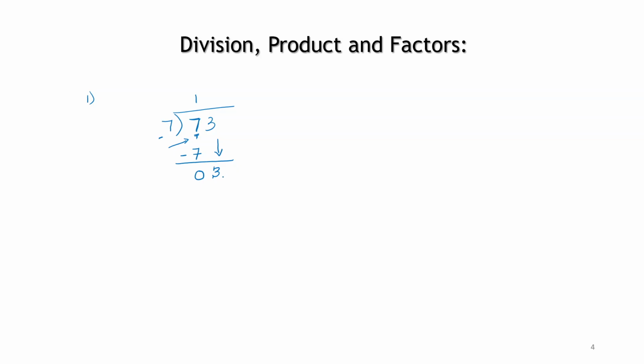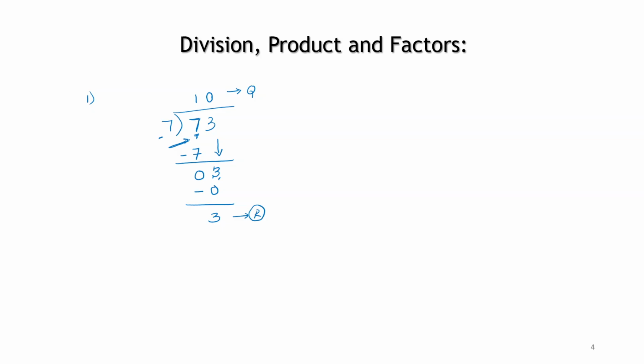Now again, you have to compare the current digit with the divisor. Here, 3 is less than 7, so you cannot divide it. How to divide then? You have to keep 0 here. Then 0 multiplied by 7 gives you 0. So 3 is the remainder and 10 is the quotient.